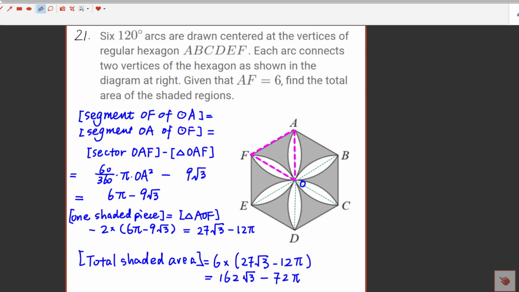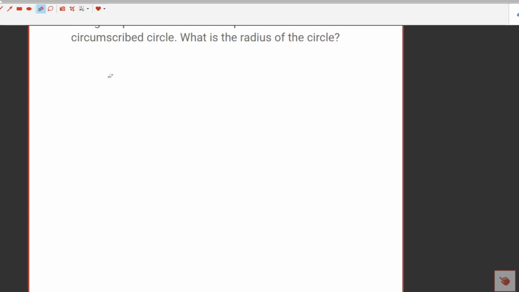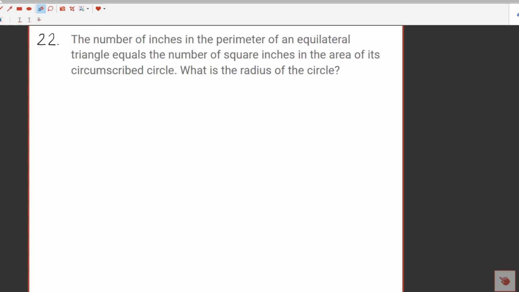Okay, next question is 22. The number of inches in the perimeter of an equilateral triangle equals the number of square inches in the area of a circumscribed circle. What is the radius of that circle?